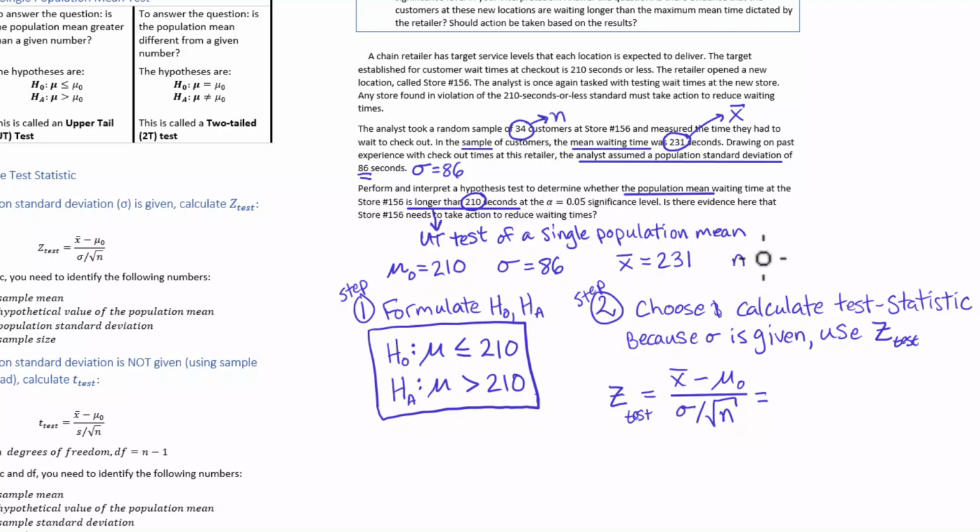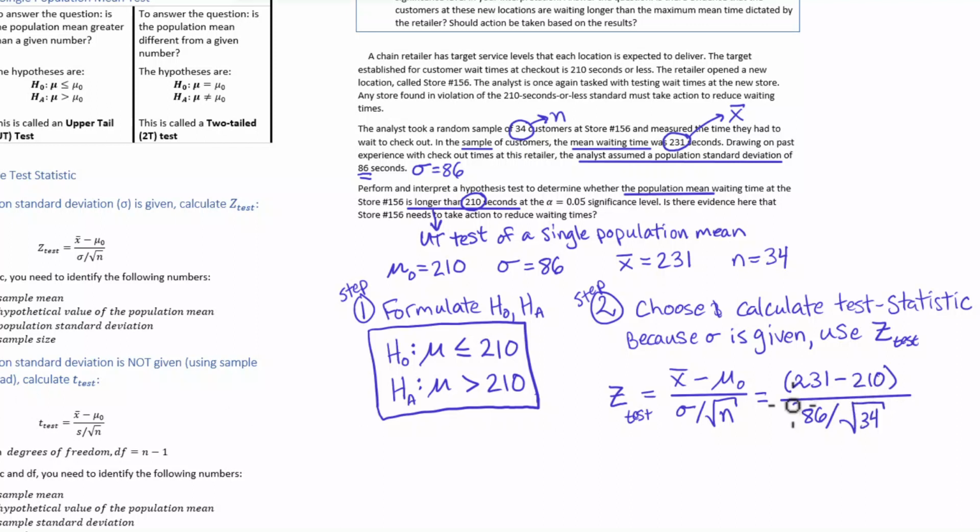So 34 customers, that's how many members of our population are in the sample, and that is what we call sample size. Now we'll substitute in our values for this notation. 231 is x bar, minus 210, which is mu zero, divided by sigma, which is 86, divided by the square root of n, which is 34.